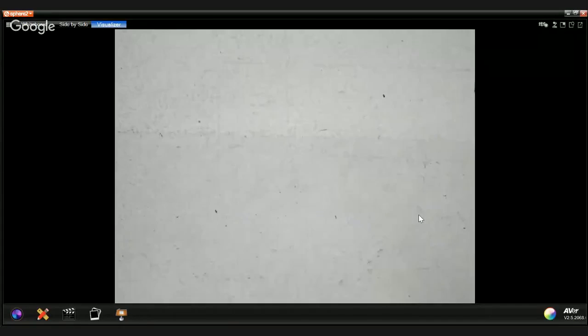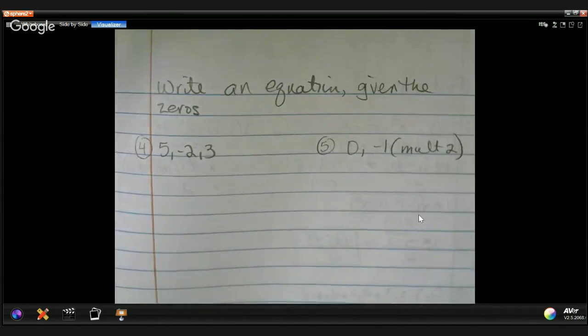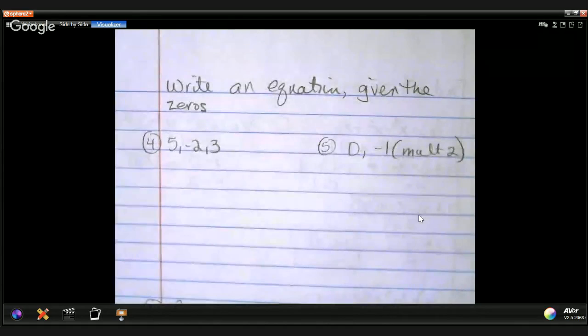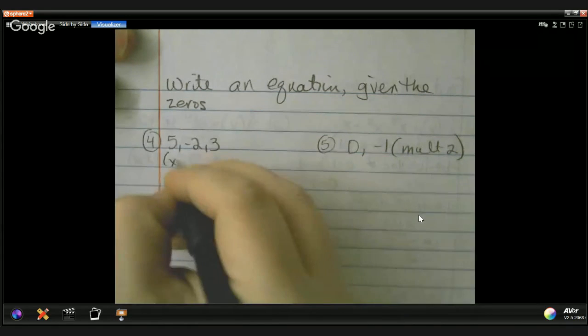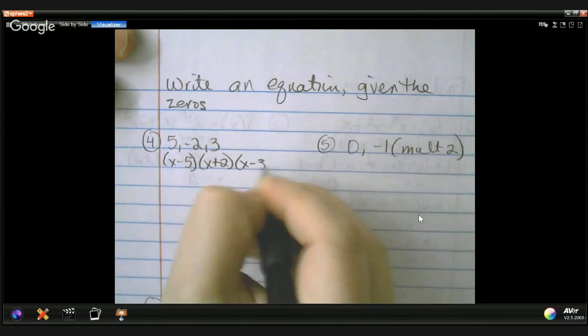All right, let's look at the next one. I'd like you to try 4 and 5 on your own. So start off by writing the factors. And then once you have the factors, you could distribute. So you should have had x minus 5, x plus 2, and x minus 3.